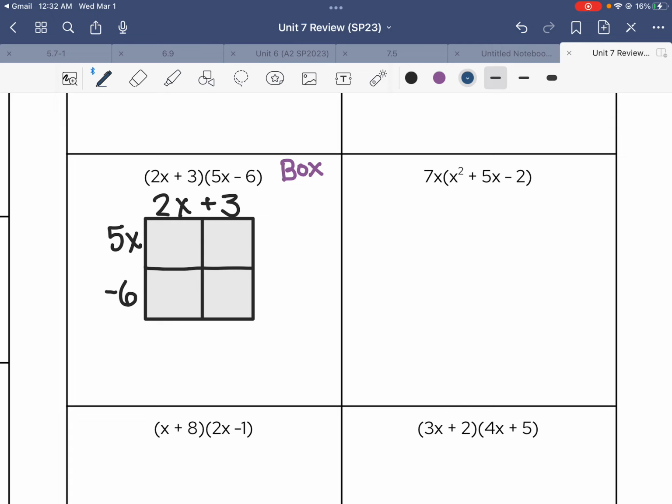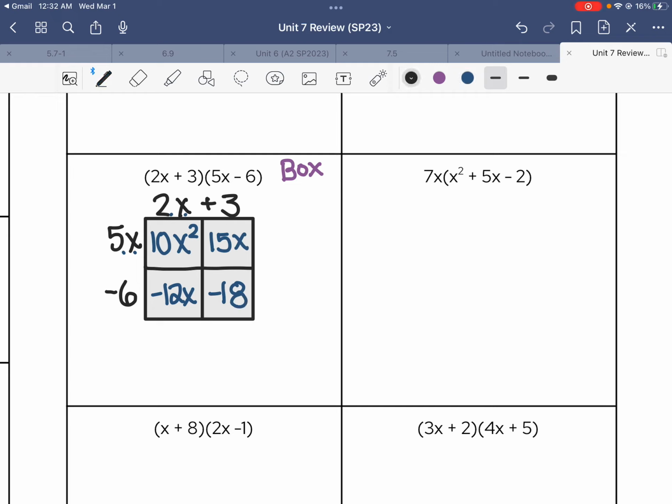And then you go ahead and multiply, like 5x times 2x. 5 times 2 is 10. And I have 2 x's, one on each side. So that's going to be x squared. Then 5x times 3 is 15x. 2x times negative 6 is negative 12x. And negative 6 times 3 is negative 18.